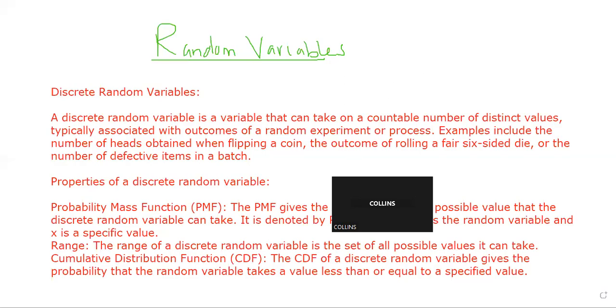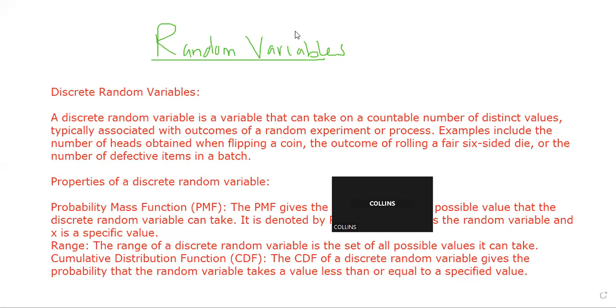Our class today will look at probability, specifically what we call discrete random variables. A discrete random variable is simply a variable that can take any countable number of distinct values. Typically, in an experiment, we include numbers of heads, for instance, the heads of a coin, the number of people in a class, the number of defective items. Those are discrete random variables.